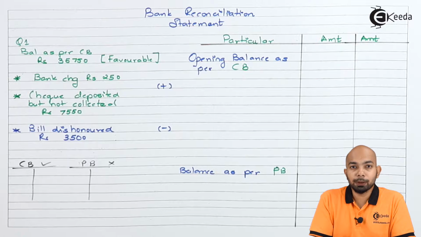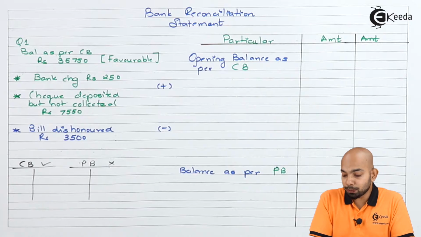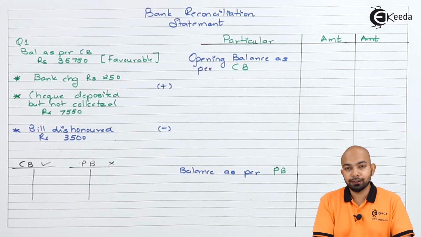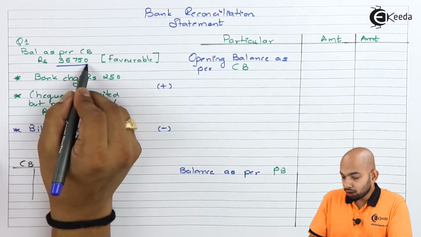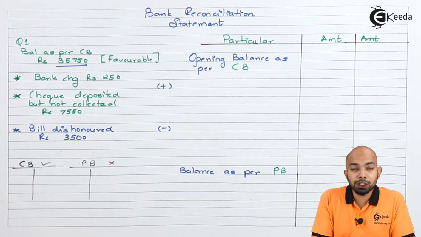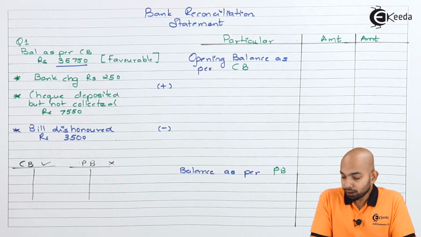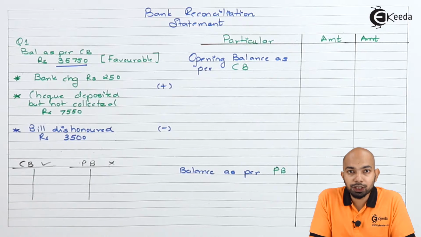So the problem which has been mentioned here goes like this. We have balance as per cash book, which is 35,750. A favorable balance which has been mentioned in the cash book. There are certain parameters that have been already mentioned here. We'll be going through it one by one. Bank charges rupees 250. So there is a bank charge which has been already mentioned here.